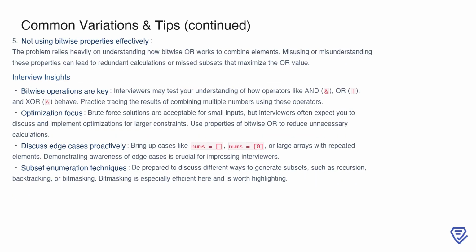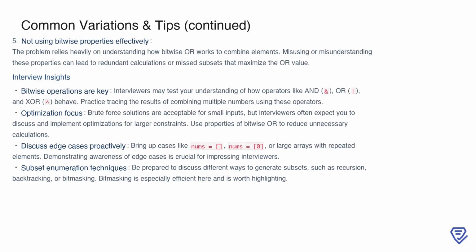A deeper understanding of bitwise properties is crucial for solving this problem effectively. The bitwise-OR operation combines elements in specific ways, and misusing or misunderstanding these properties can result in redundant calculations or overlooked subsets that maximize the OR value.